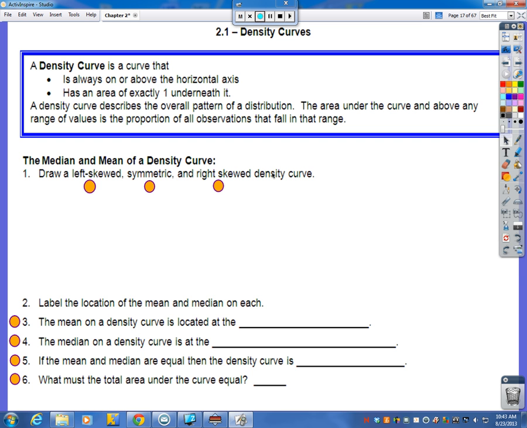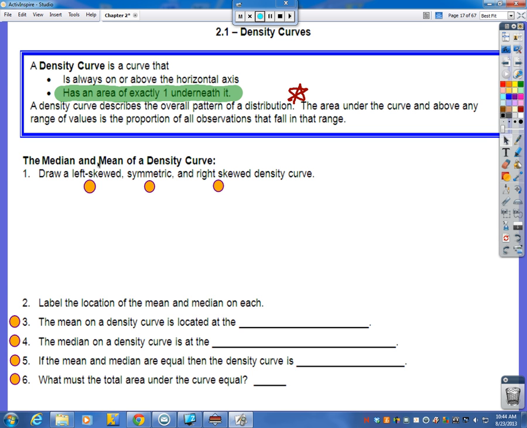So density curves. A density curve is a curve that, number one, is always on or above the horizontal axis, and most importantly, has an area of exactly 1 underneath it. That just means that underneath our curve, we have 100%, or 1, of our data collected there. A density curve describes the overall pattern of a distribution. The area under the curve and above any range of values is the proportion of all observations that fall in that range. If that part is a little like, what on earth did he just say there? We'll definitely get more into this next video. So don't worry about this part too much.